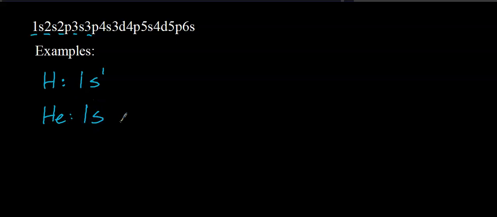How many electrons does helium have in its 1s sublevel? It has 2. Please, please, please do not read this as 1s squared. It is not an exponent. That is a superscript. The electron configuration for helium is 1s2. All right, let's keep going. Let's go to lithium.